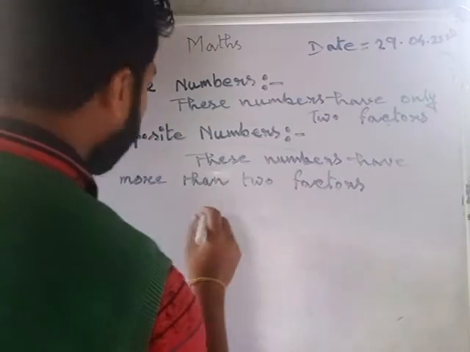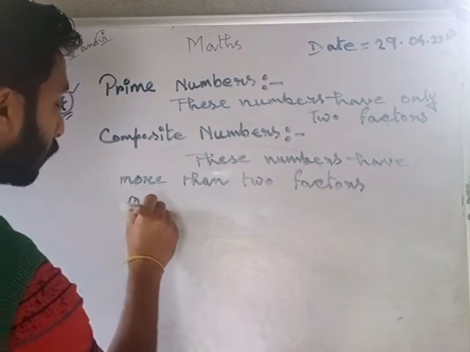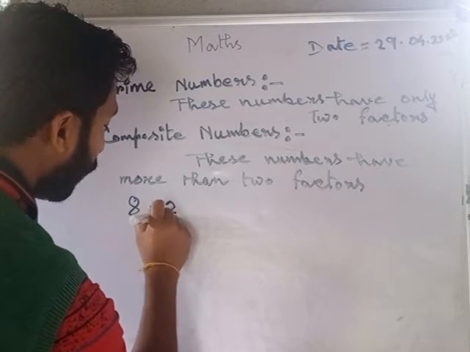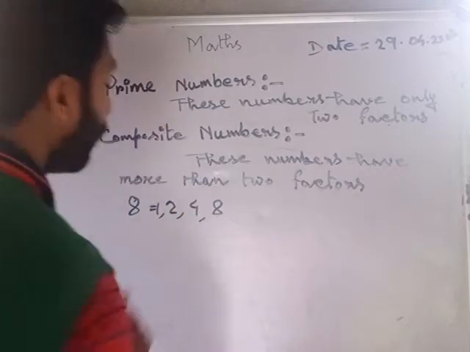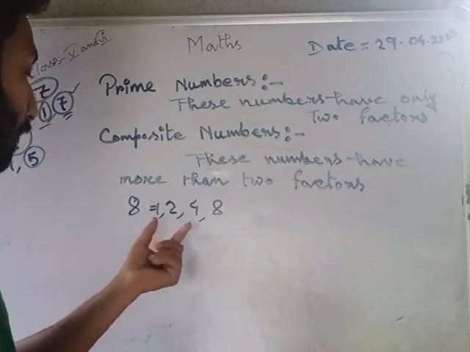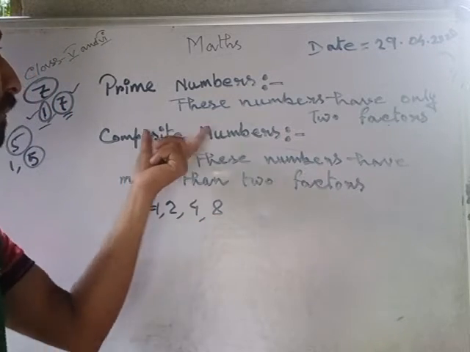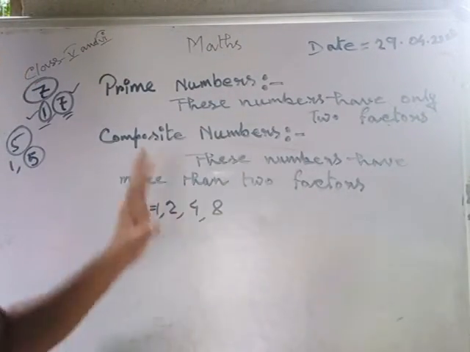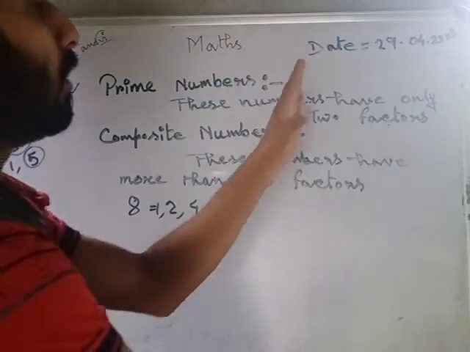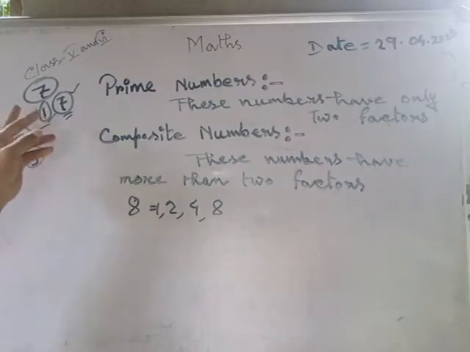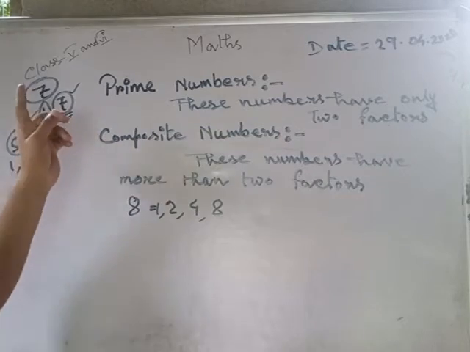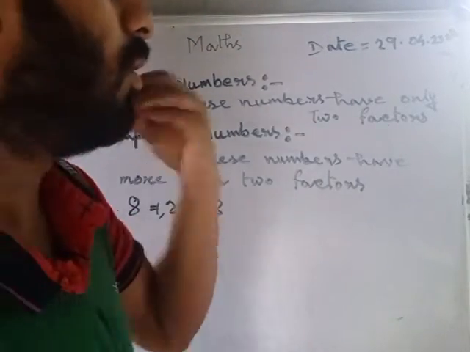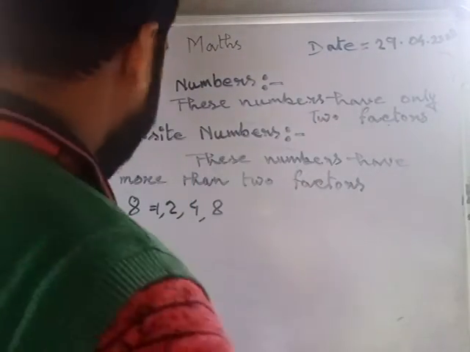That means for a composite number, suppose it is 8, the factors of 8 are 1, 2, 4 and 8 itself. That means more than two factors are there in a composite number. This one is called a composite number, and also the prime number. A prime number has only two factors, first 1 and second the number itself. But a composite number has more than two factors.